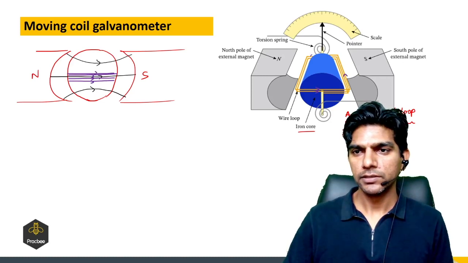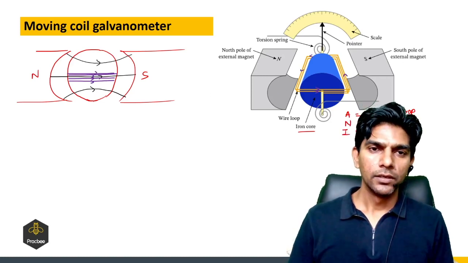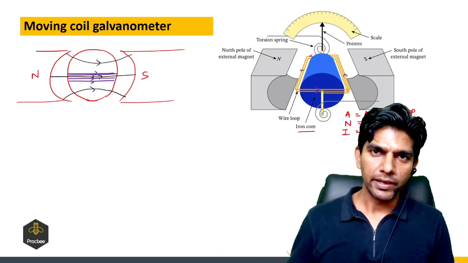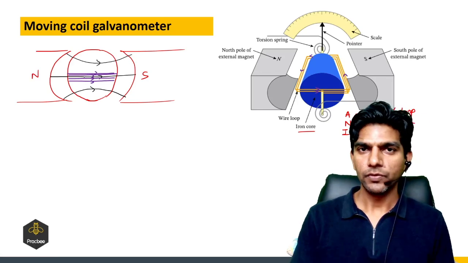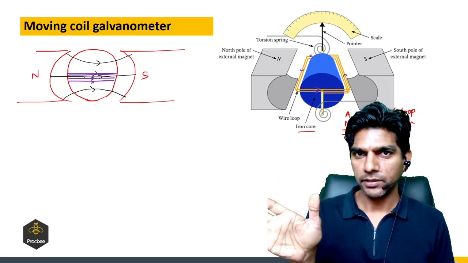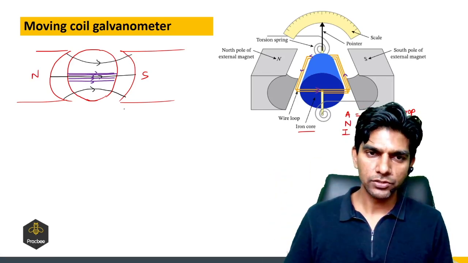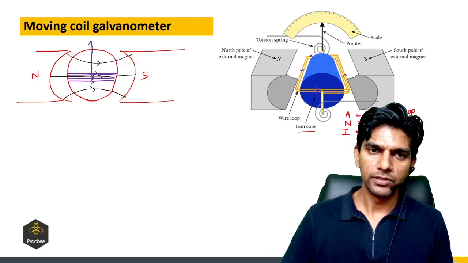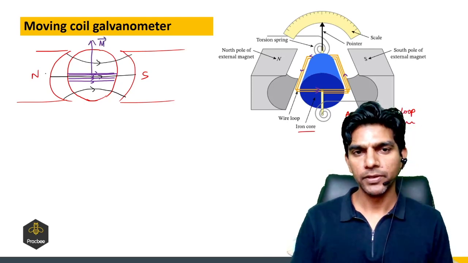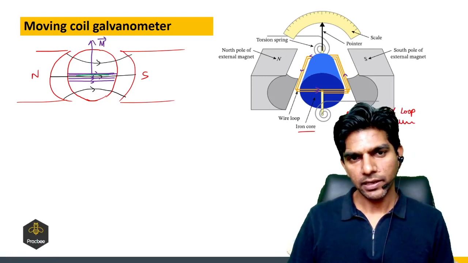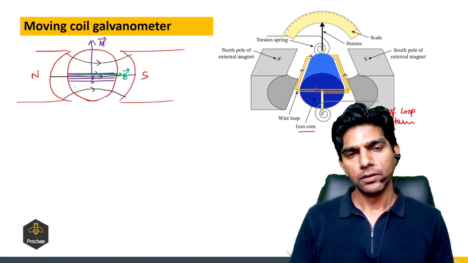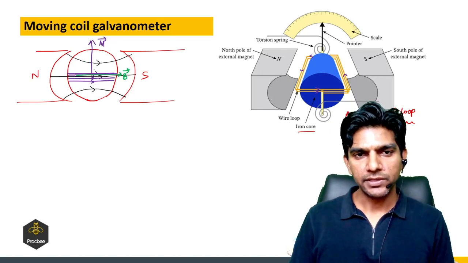Like this, the current is flowing in the coil. Now, if I want to find the direction of the magnetic dipole moment, it will be normal to the plane. If I curl my fingers in the direction of the current, the thumb will give us the direction of the magnetic dipole moment. So this is the direction of the magnetic dipole moment, and the magnetic field is parallel to the plane. So now the angle between them is 90 degrees.